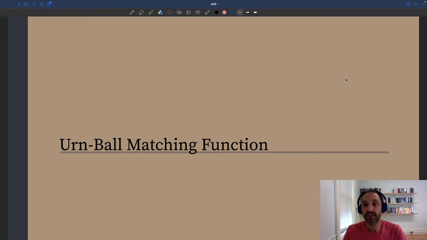So what's nice about this matching function is that it admits a very simple microfoundation. So if you want to build a model with a matching market and a matching function that can have a very simple micro basis, then using an Urn-Ball market and obtaining the Urn-Ball matching function is the best way to go. So what's the foundation for the Urn-Ball matching function?